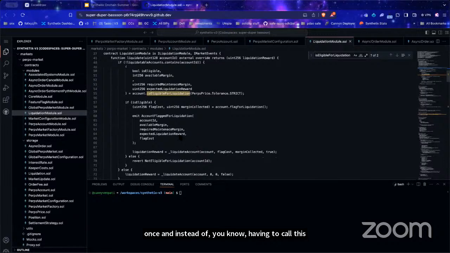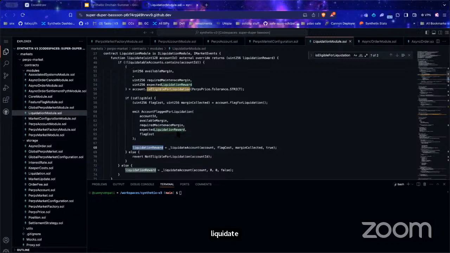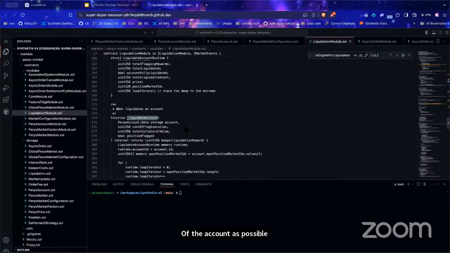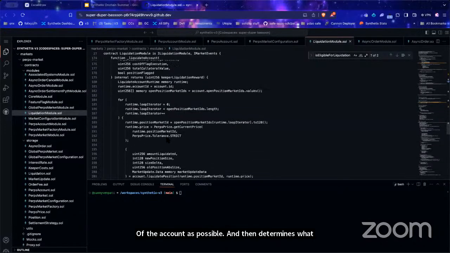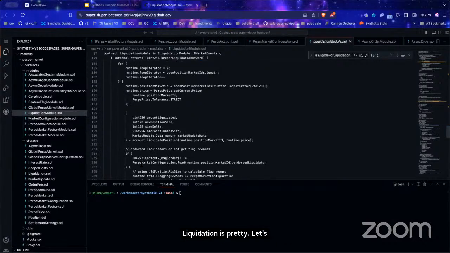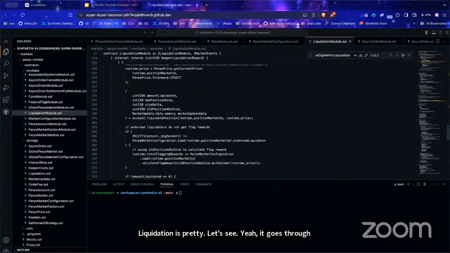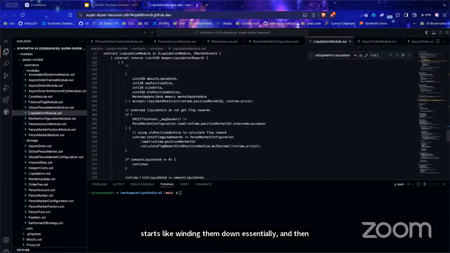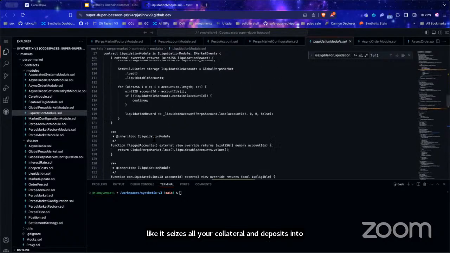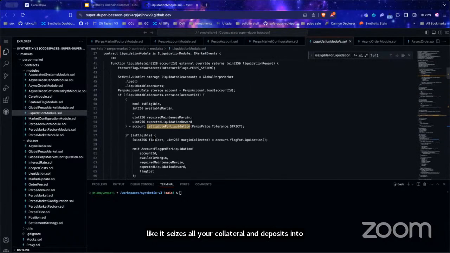It will attempt to liquidate as much of the account as possible, and then determines what the liquidation reward is, and then actually liquidates. It goes through each of your accounts, whatever's open, and starts winding them down essentially, and then it seizes all your collateral and deposits into the core system and empties out your account essentially.